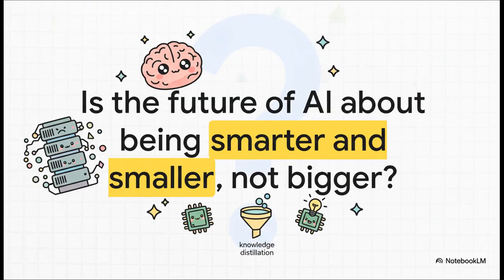And so this leaves us with a really fascinating thought to chew on. As we watch AI evolve at this incredible pace, maybe the big race isn't about who can build the biggest model anymore. Maybe the real revolution is all about who can make AI smaller, more efficient, and ultimately, smarter than ever before.